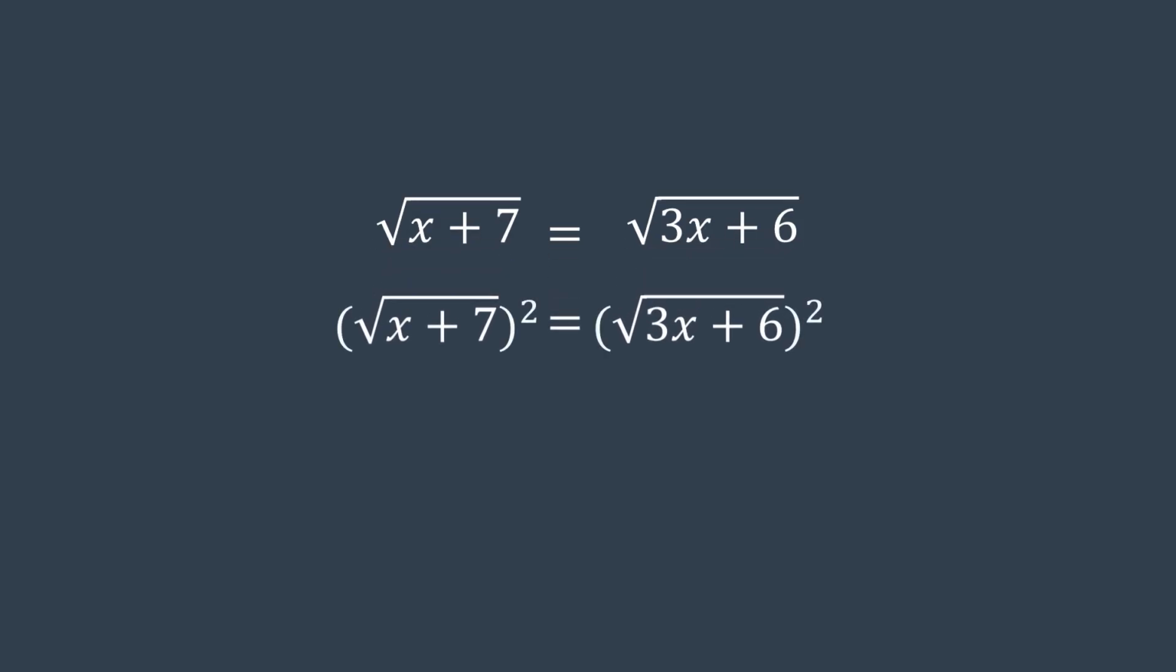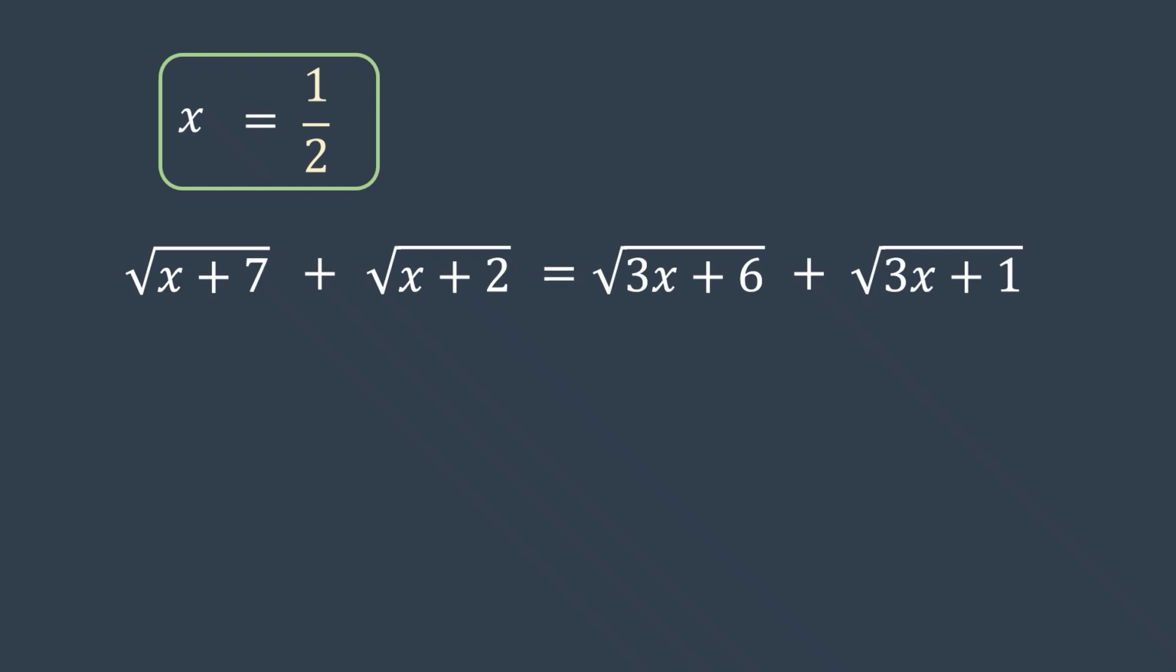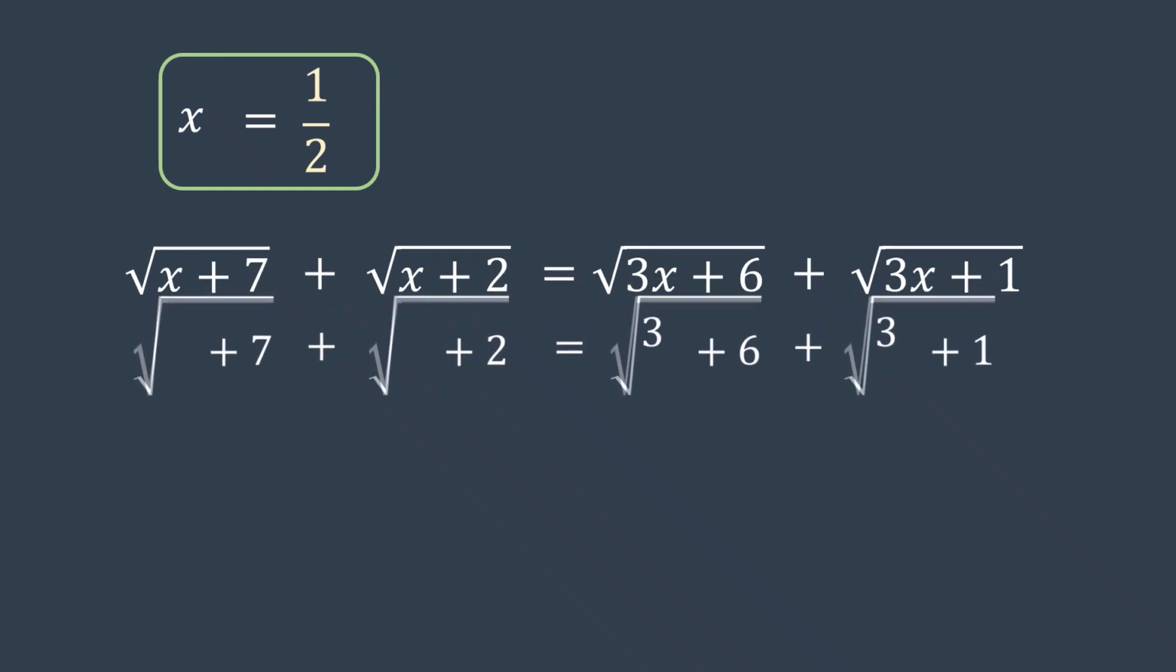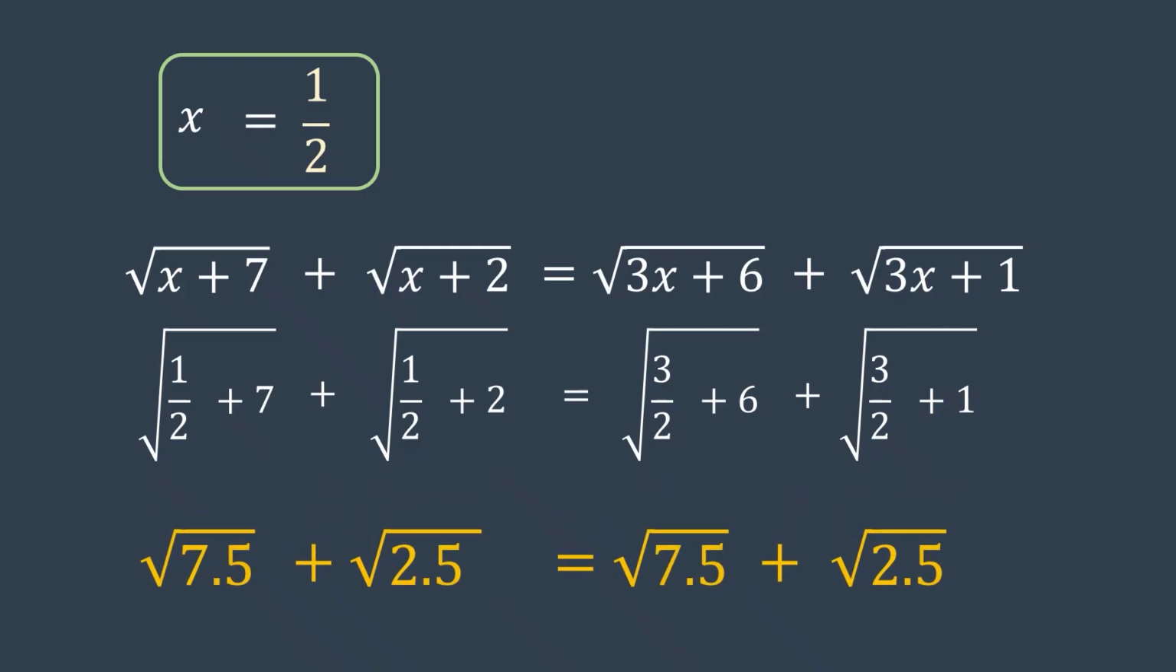Square both sides. x plus 7 equals 3x plus 6. Simplify, subtract x from both sides, and we get x equals 1/2. Finally, check the solution by substituting x equals 1/2 into the original equation. Left side, square root of 7.5 plus square root of 2.5. Right side, square root of 7.5 plus square root of 2.5. Both sides are equal, so the solution is correct.